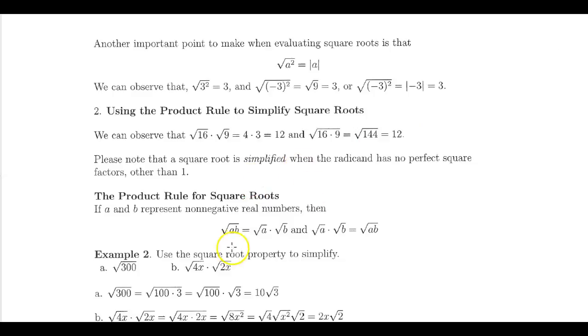So this shows me that we can use this property that either the square root of a times b is the square root of a times the square root of b, or vice versa. If I have the square root of a times the square root of b, that's the square root of a times b. So I can take the product of the radicands, the numbers underneath the radical symbols, to evaluate the product.